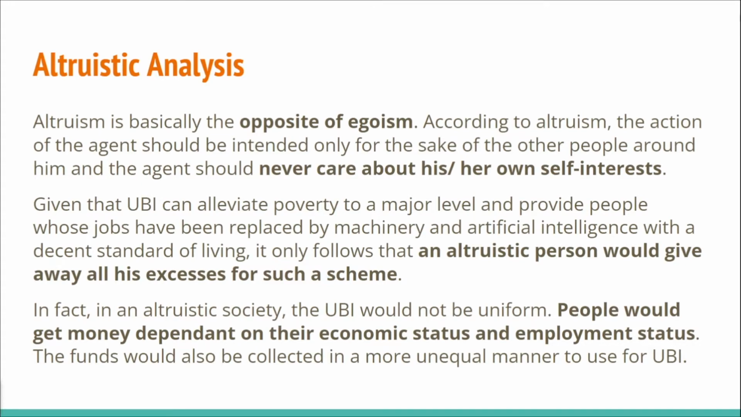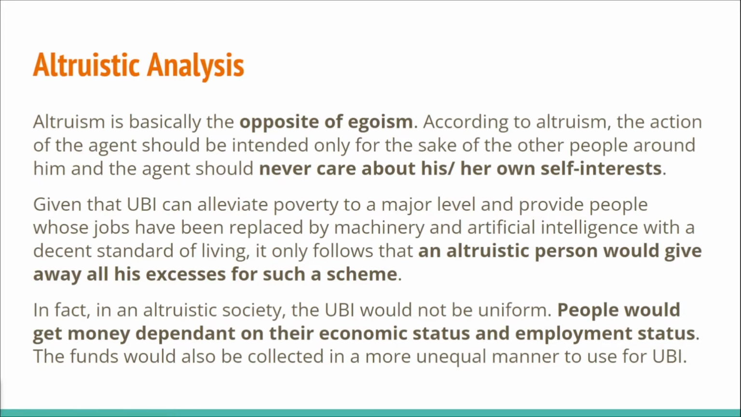So he should always work such that the people around him are benefited. So, given that UBI can alleviate poverty to a major level and provide people whose jobs have been replaced by machinery and artificial intelligence with a decent standard of living, it only follows that an altruistic person would give away all his excesses for such a scheme.